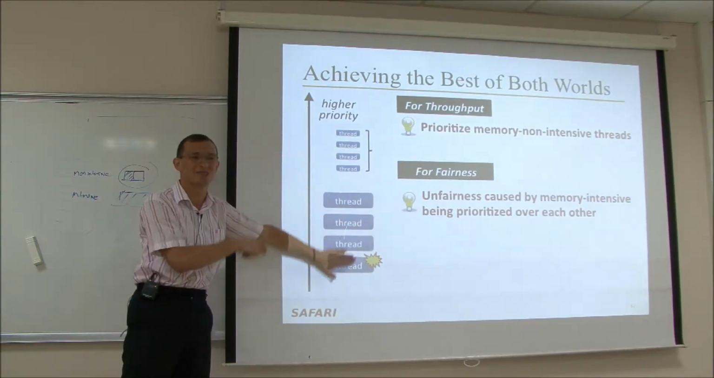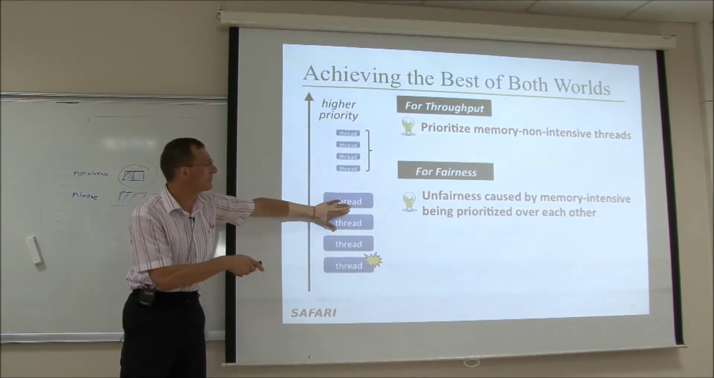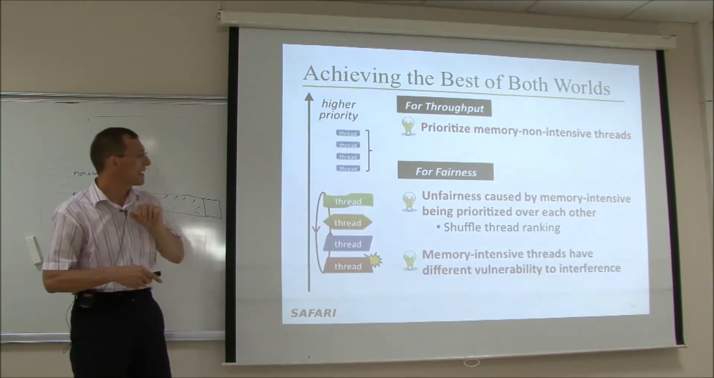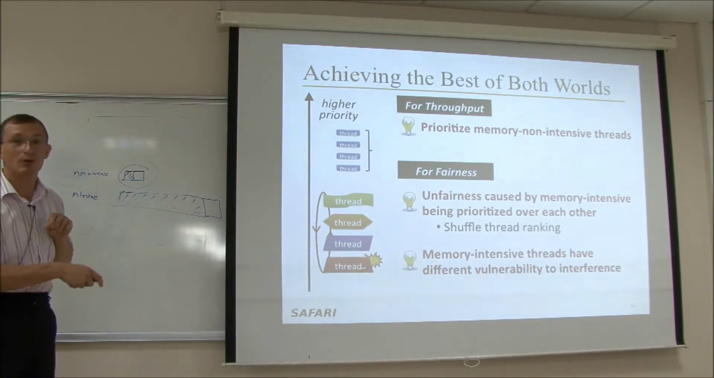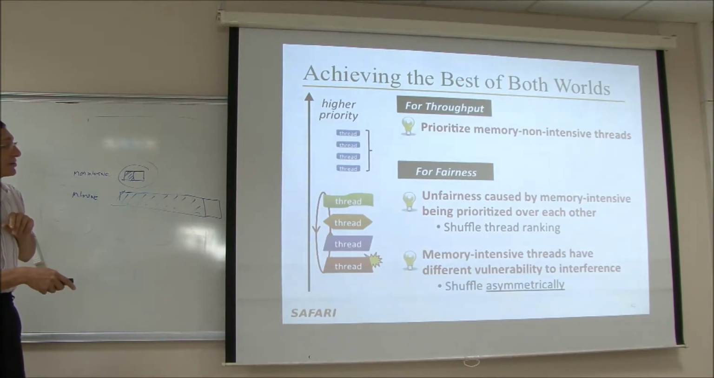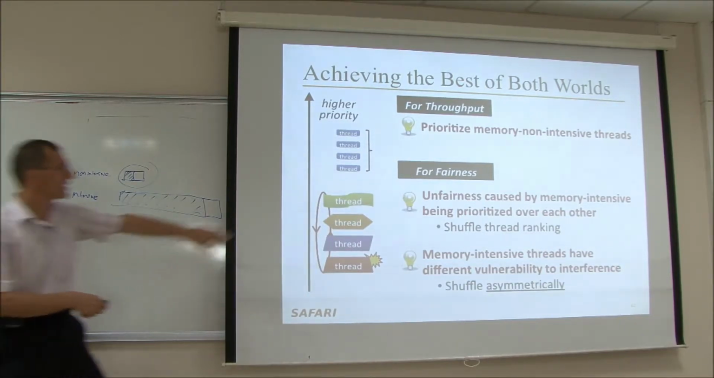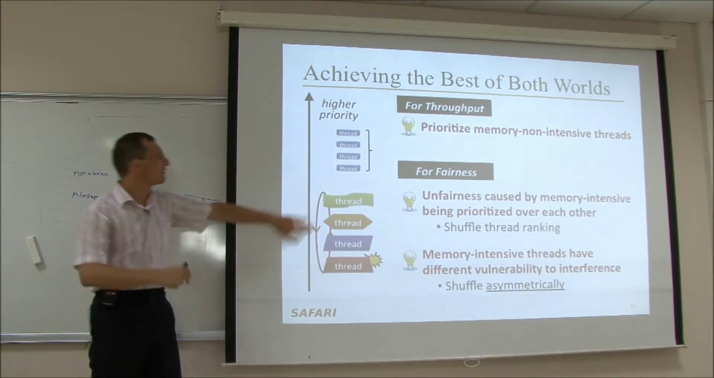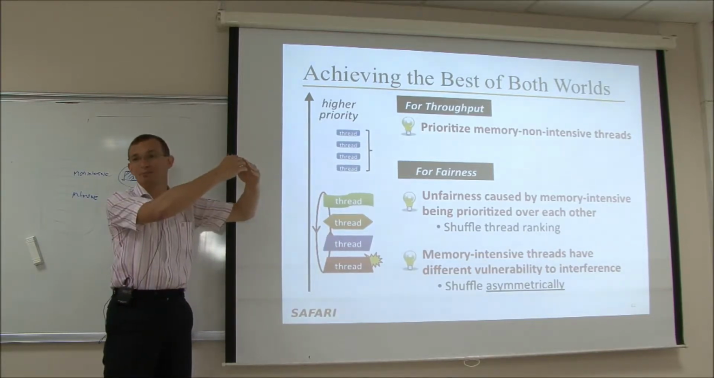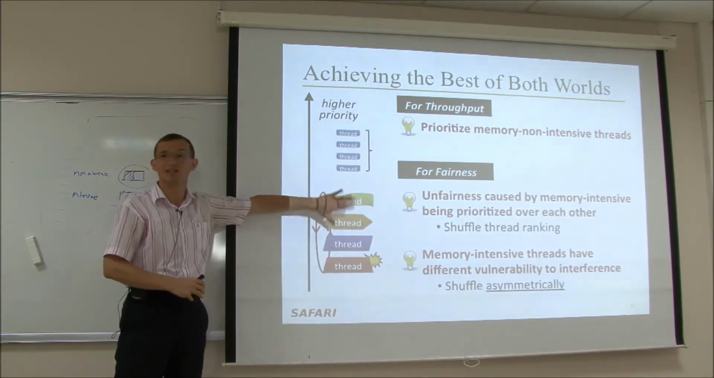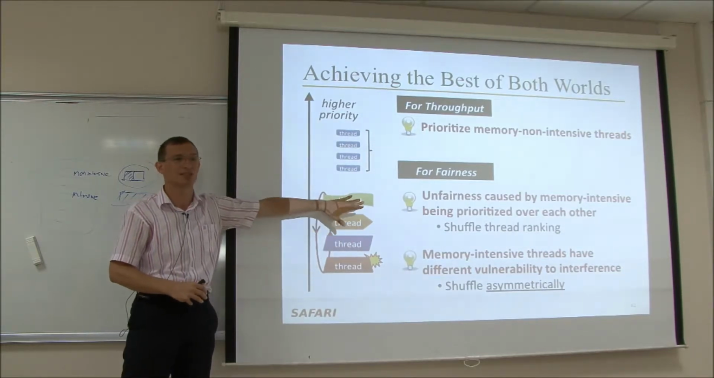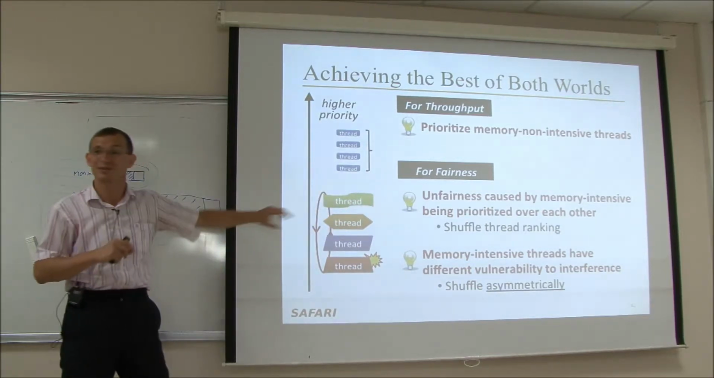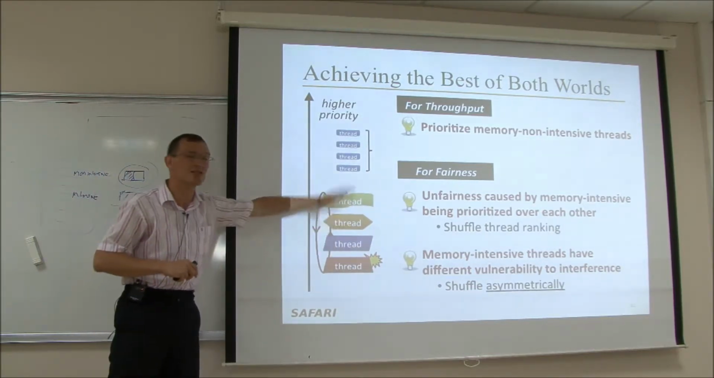So to solve this problem, we'd like to shuffle the thread ranking. We'd like to be fair across these threads. And we've also found that memory-intensive threads have different vulnerability to interference. So we'd like to do this shuffling asymmetrically. Instead of every thread getting to the top position at an equal priority, we're going to have some threads get to the top position with higher priority, some threads with lower priority, because some have more vulnerability to interference and some are less vulnerable to interference. Some threads are nicer, some threads are not so nice, basically. You could think of it that way. And we'll define a niceness metric for the threads, and based on that, do the shuffling asymmetrically. So that's the key idea here.